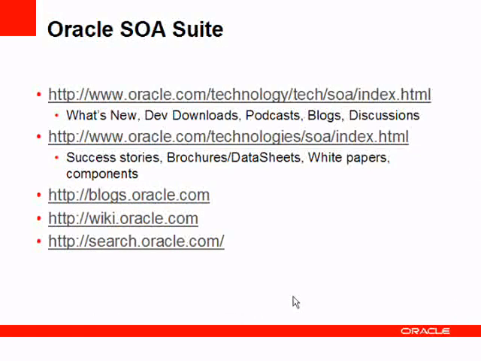A couple of resources that might be useful to you is the URLs that I have included here. www.oracle.com/technology/tech/soa. There we have some what's new information, developer downloads, podcasts, blogs, access to various discussion forums. The other URL you see there includes customer success stories, brochures, data sheets, white papers, and a description or access to information for the various components within the SOA suite, not just BPEL or JDeveloper.